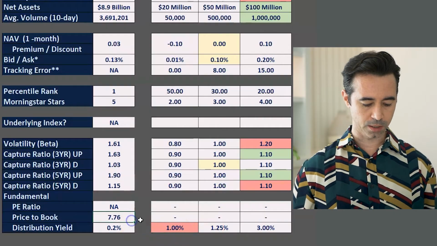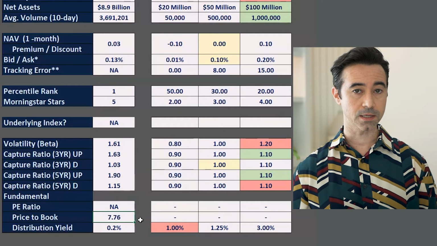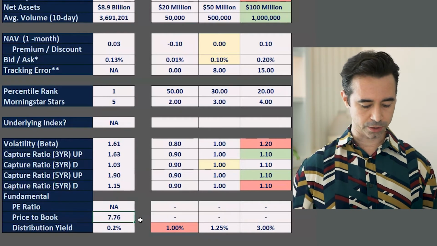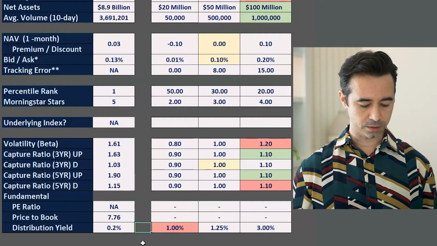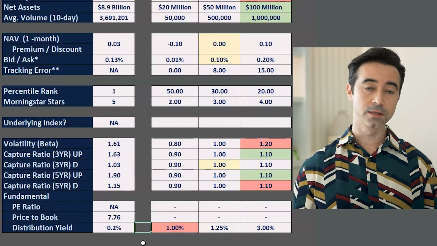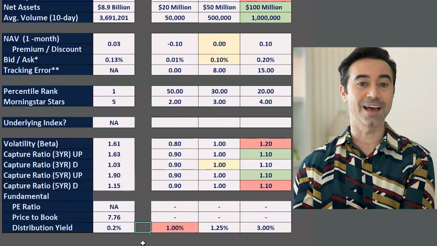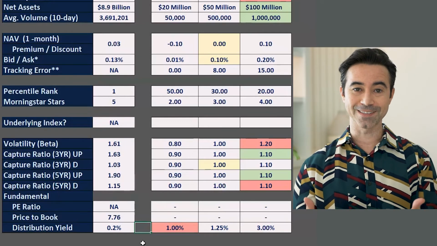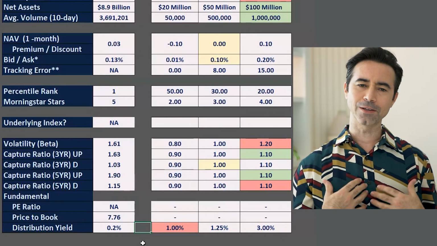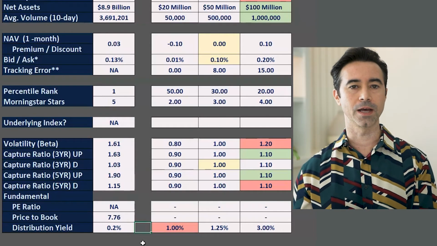Same with the price to book. So the price to book is 7.76. Not too bad, actually. It's okay. Distribution yield is 0.2%. So I care about that. If I'm investing in something because I want yield, let's say, if you're a dividend investor and you like investing in stocks that generate dividends, well, if you invest in ETFs, you want to have ETFs that generate yield for you, right? So that's an important thing. I don't really always care about it, but I like to know it.